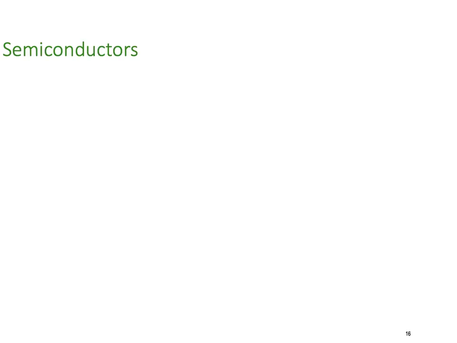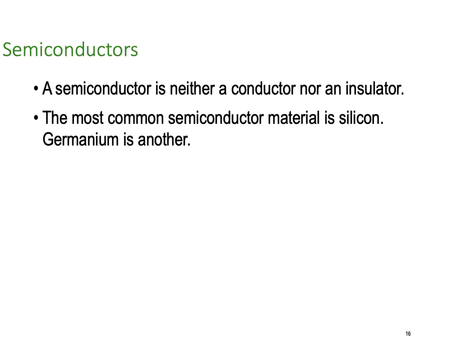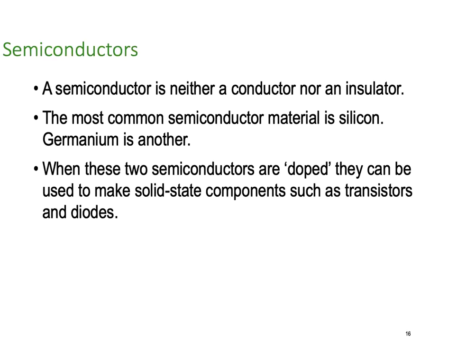Semiconductors, as their name implies, are neither a conductor nor an insulator, or we could say they're both an insulator and a conductor at the same time. The most common semiconductor material is silicon. There is another one called germanium. When these two semiconductors are doped, they can be used to make solid-state components such as transistors and diodes. When we add an impurity, that's what they mean by doped, into the silicon, we can make it conduct when we put a current through it in one direction, but we can make it insulate if we put current through the other way, and that's called a diode.